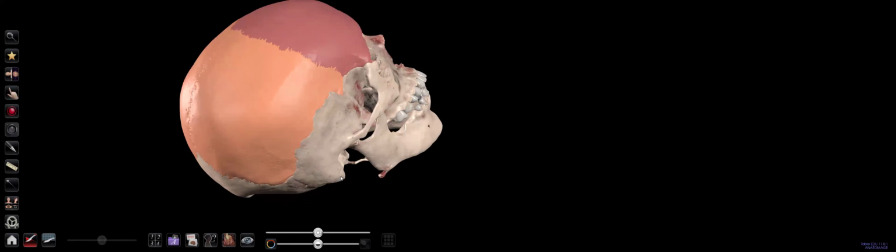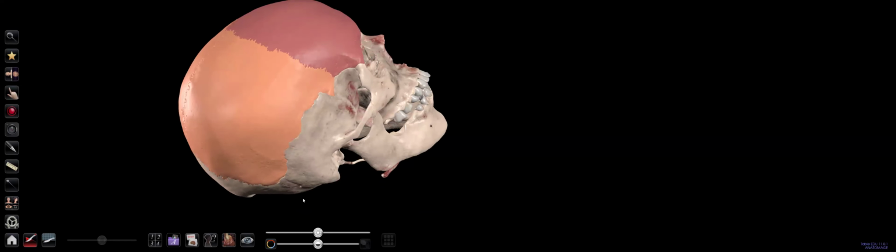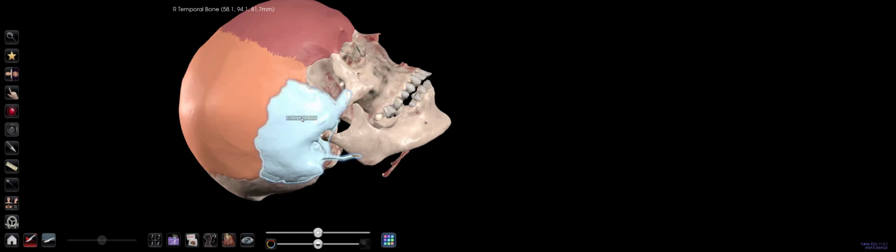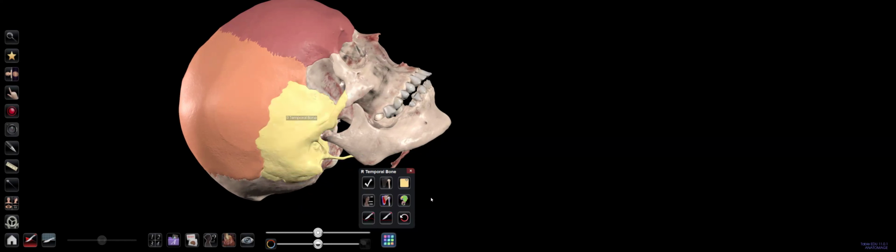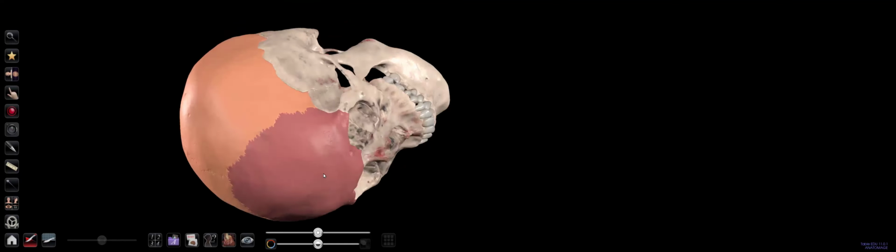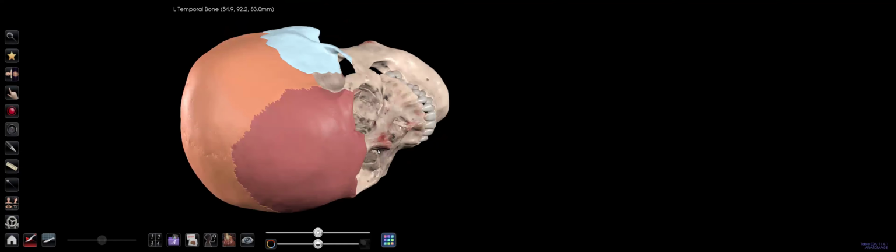Okay, so now let's go with the temporal bone. Where's the temporal bone? Well, that's on the side of the skull here. There's the temporal. Let's make it yellow, kind of a mustard yellow color there. All right, so there's the temporal bone, and we have two temporal bones. So if you go over here, here's the other temporal. We'll just leave that one uncolored.